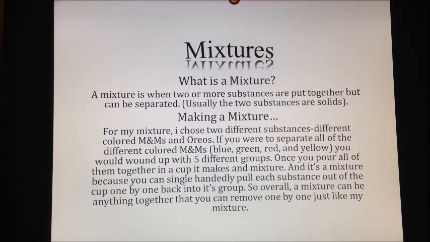If you were to separate all of the different colored M&Ms, blue, green, red, and yellow, you would wind up with 5 different groups. Once you pour all of them together in a cup, it makes a mixture. And it's a mixture because you can single-handedly pull each substance out of the cup one by one back into its original group. So overall, a mixture can be anything together that you can remove one by one, just like my mixture.